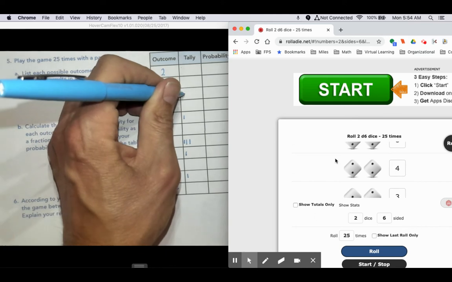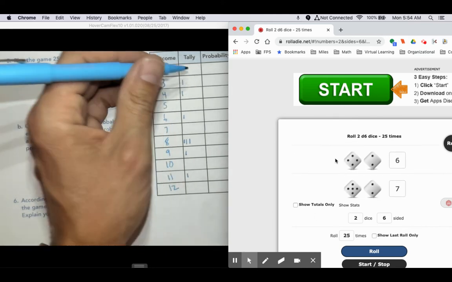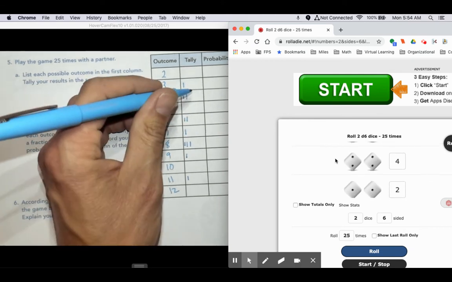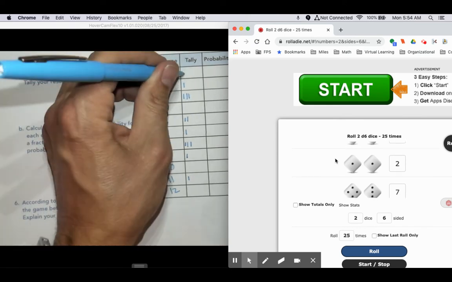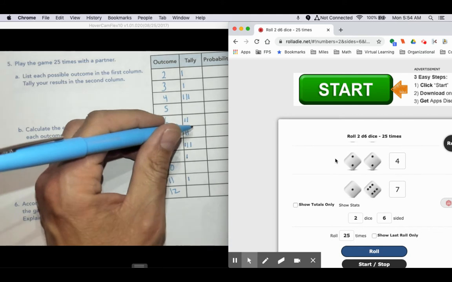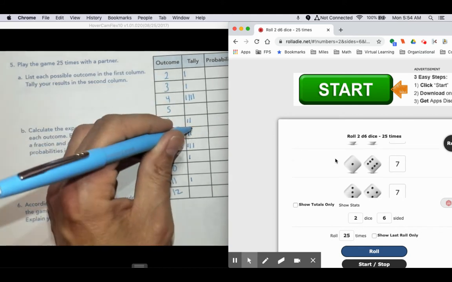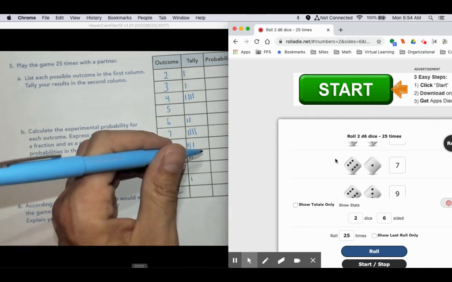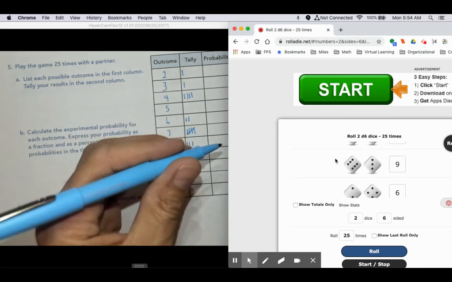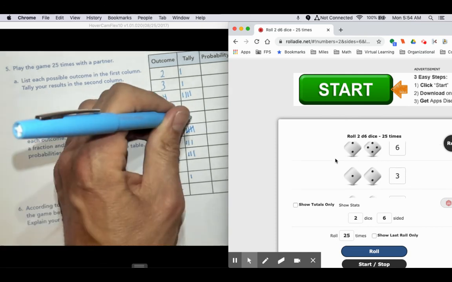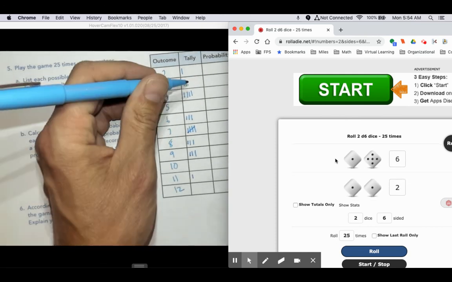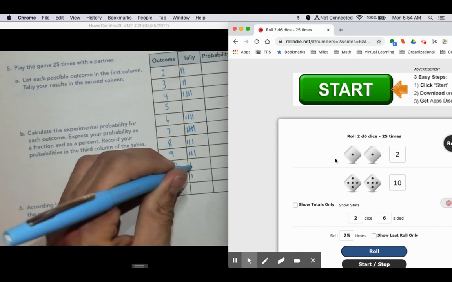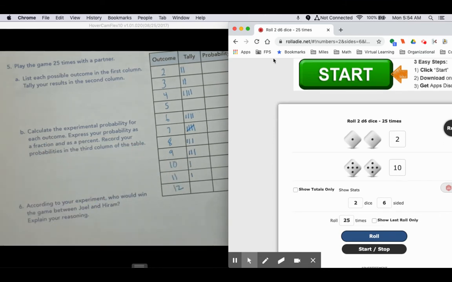4, 3, 6, 7, 4, 4, 2, 7, 4, 7, 7, 9, 7, 9, 6, 3, 6, 2, and 10. Okay. All right.